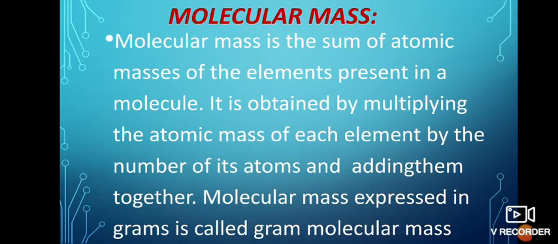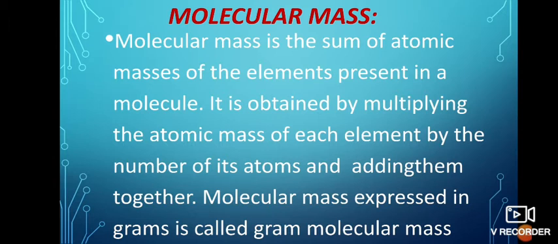Next topic is molecular mass. Molecular mass is the sum of the atomic masses of the elements present in a molecule. It is obtained by multiplying the atomic mass of each element by the number of its atoms and adding them together. Molecular mass expressed in gram is called gram molecular mass.